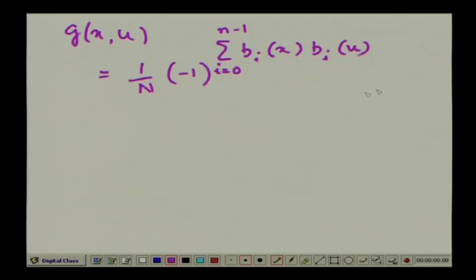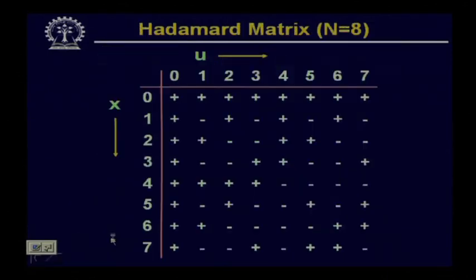Now, if I analyze this one dimensional forward Hadamard transformation kernel, you find that if I omit the multiplicative term 1 upon capital N, then this forward transformation actually leads to a matrix which is known as the Hadamard matrix. To see what this Hadamard matrix is, for different values of x and u, the Hadamard matrix will look like this.